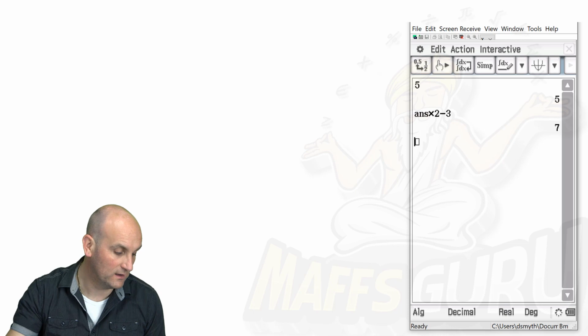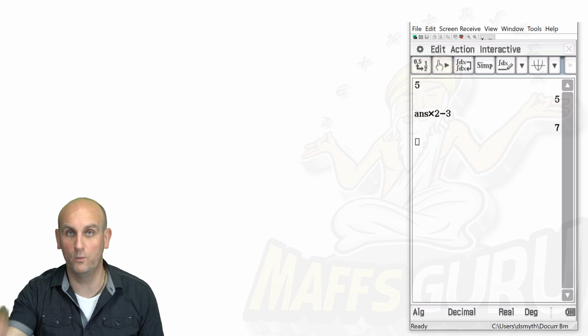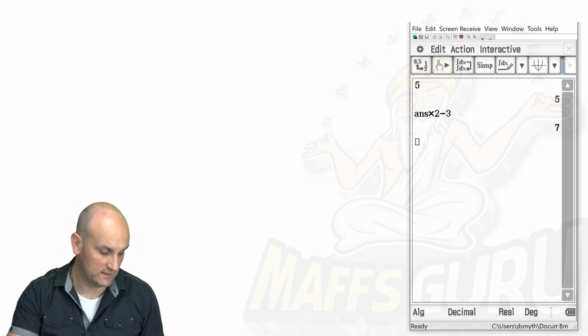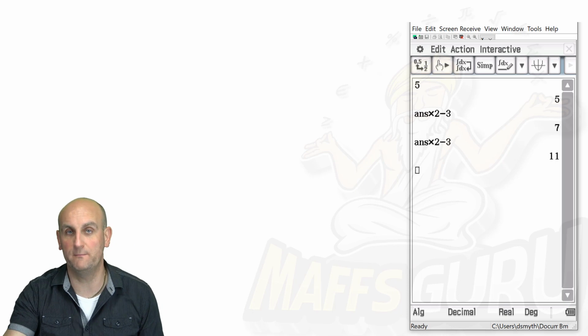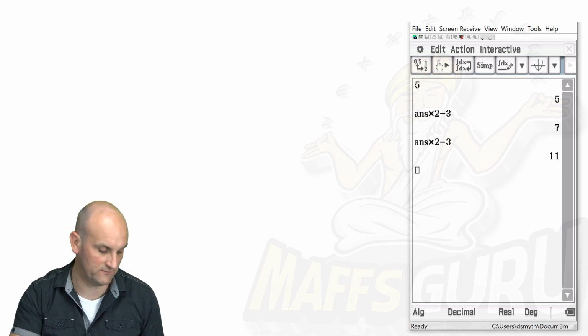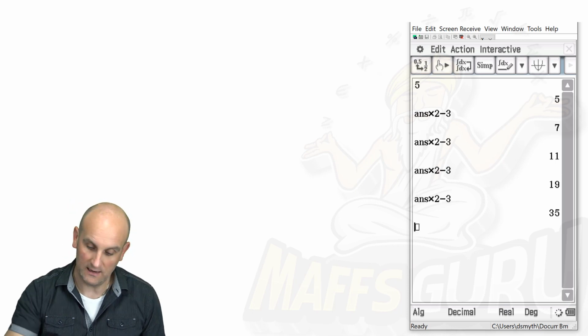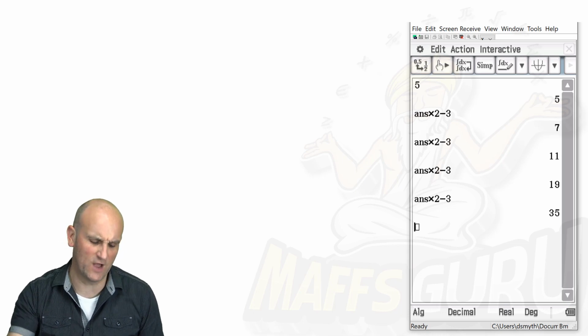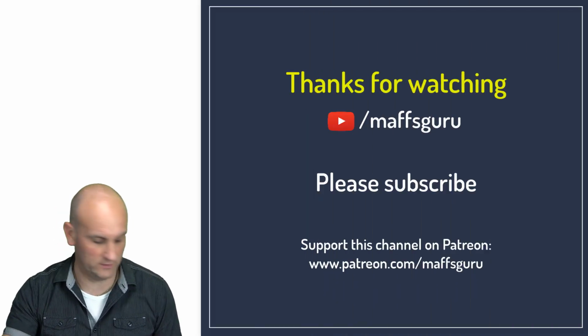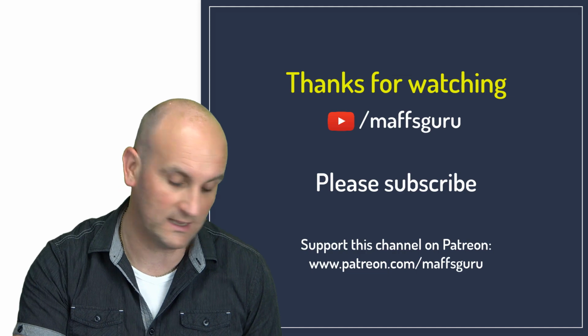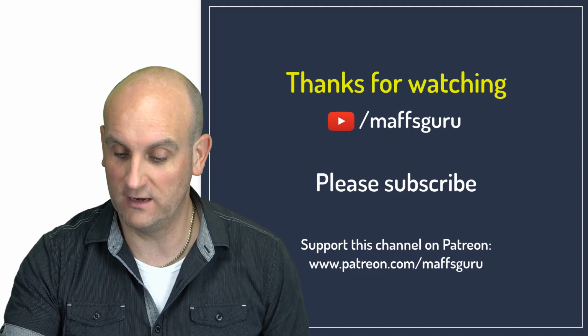So when I hit enter, out comes the value of 7. Whoop, whoop. Now all I actually need to do is hit enter again and it remembers my last calculation. Out comes 11, then 19 and then 35, which just so happens to have been the numbers we've done before. Now I could keep doing this until either my calculator breaks or I get incredibly bored.